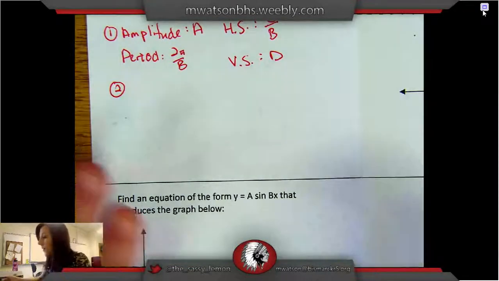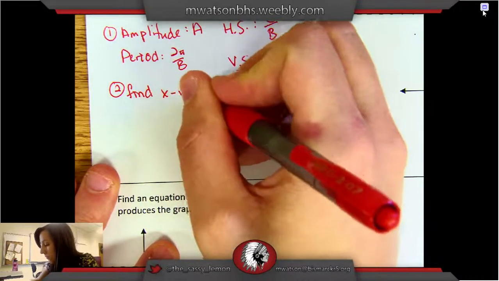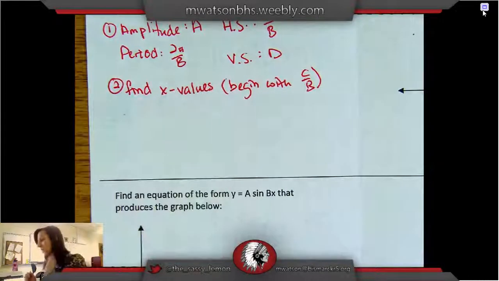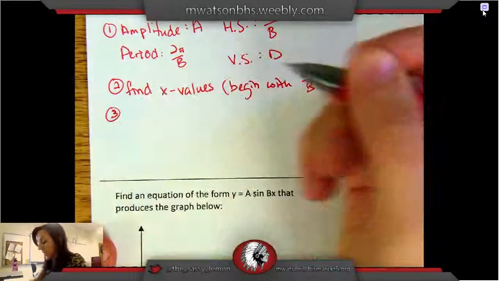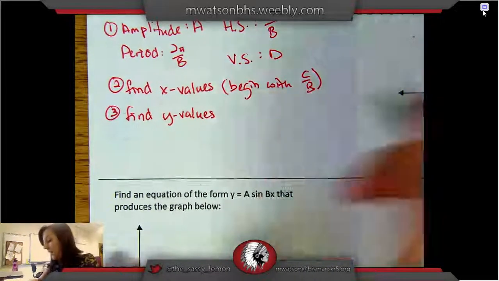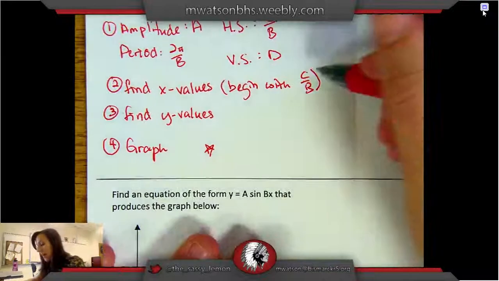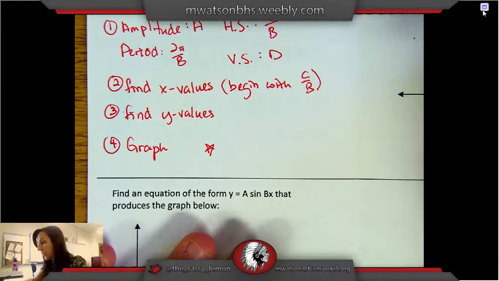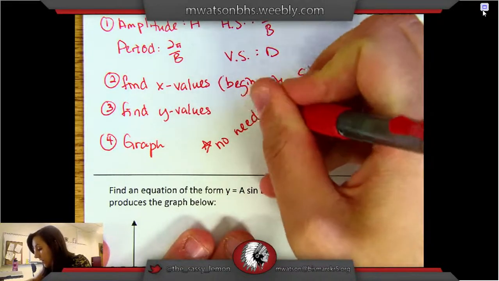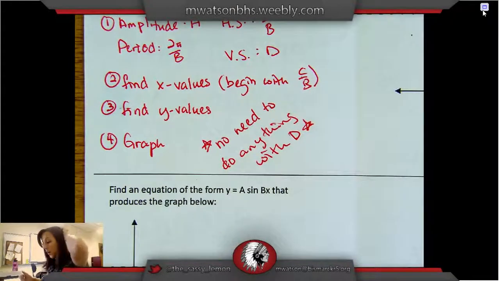Step 2, you're going to determine your x values. So find x values. Again, you begin with c over b. So if you have a horizontal shift, once you find all your x values, then you're going to find your y values by plugging in, and then 4th, you're going to graph. And it's important to notice that there's nothing you have to actually do with D. When you work out the y values, you will see that the vertical shift occurs. So no need to do anything with D. It'll just be a part of step 3.